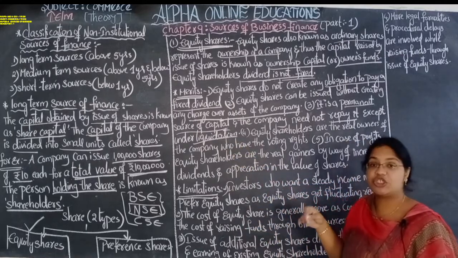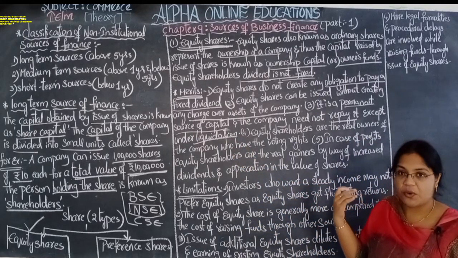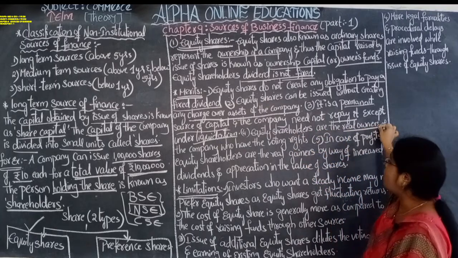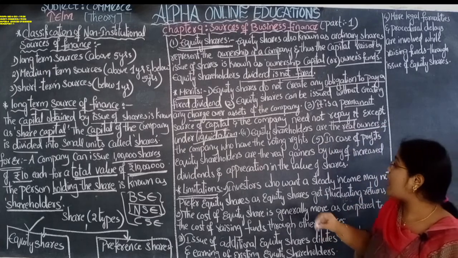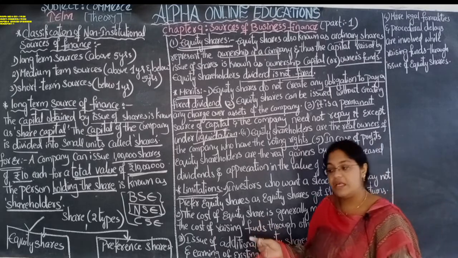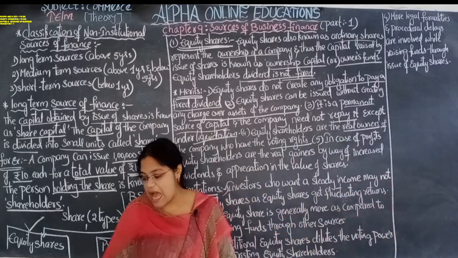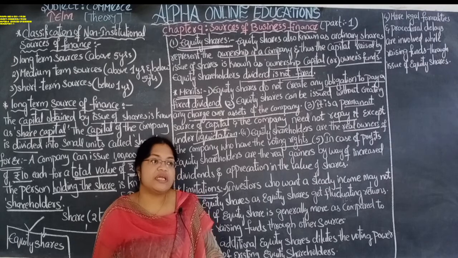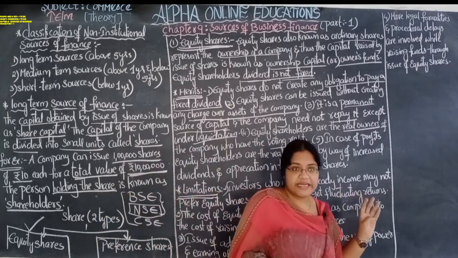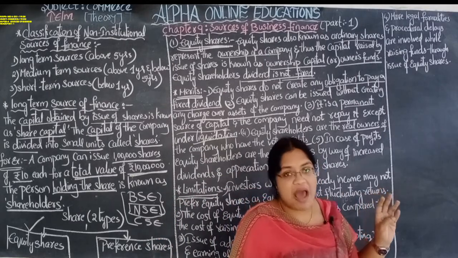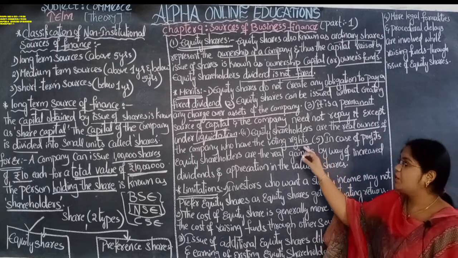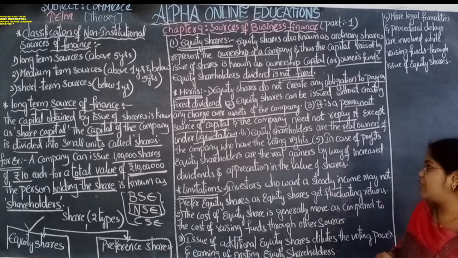Then only the share capital of the equity shareholders is repaid. Equity shareholders are the real owners of the company who have the voting rights. Yes, equity shareholders are the real owners of the company. They have the voting rights. By the voting rights, they will select the board of directors, general managers and other directors. They only select by giving vote to the board of directors.